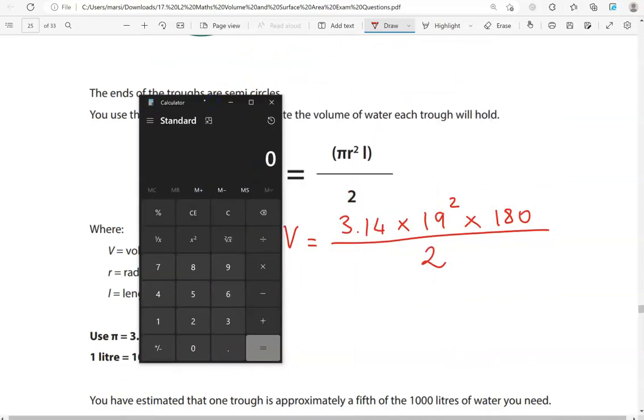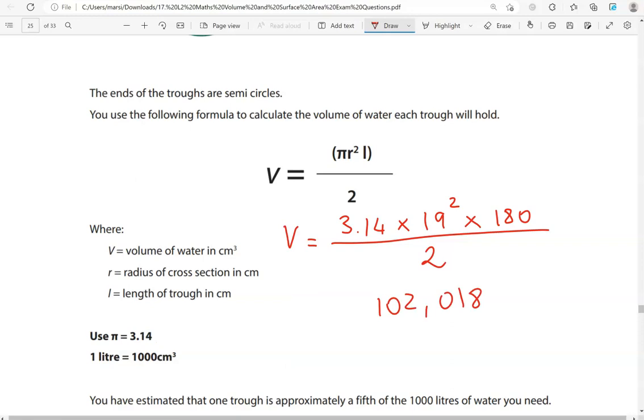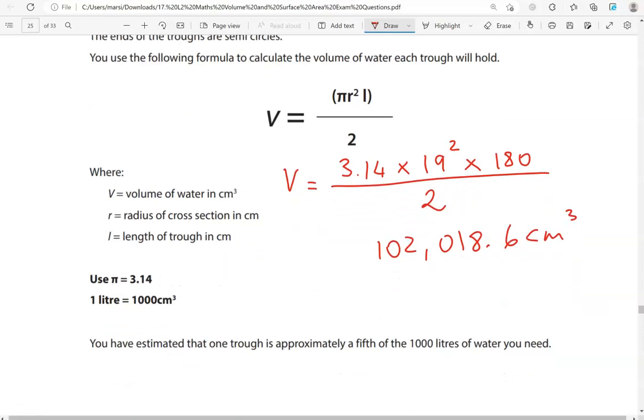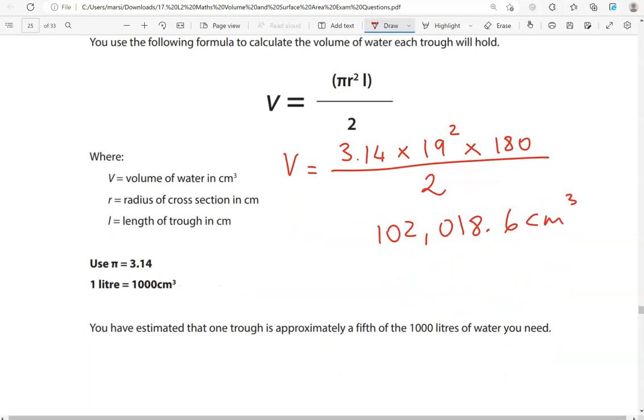So 3.14 times 19 times 19 times 180 gives us this number, 204,037.2. Divide that by 2 gives us 102,018.6 cubic centimeters. So 1 liter is equal to 1000 cubic centimeters.